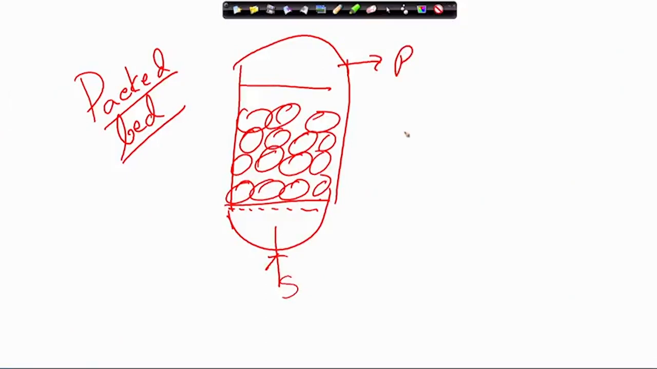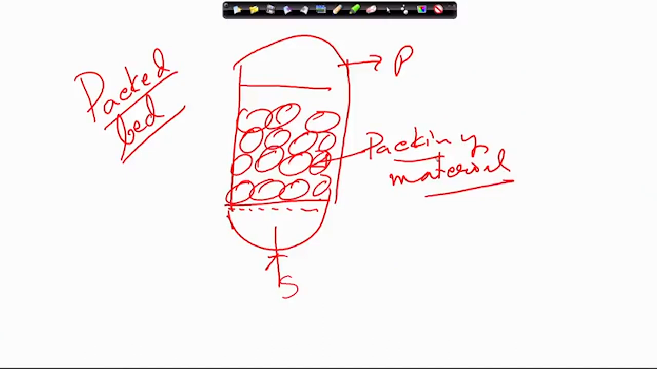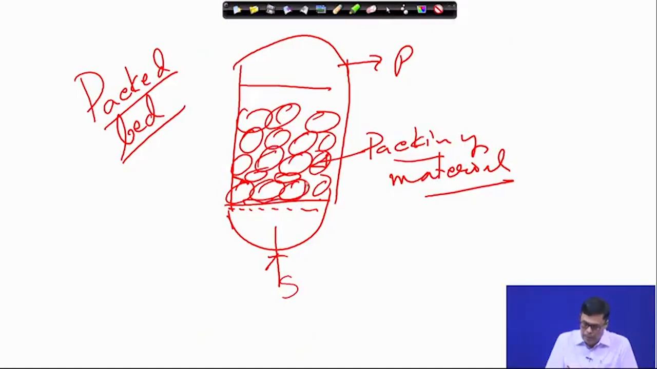Now, the interesting feature is that in the packed bed reactor, the solids are touching each other. This is the packing material, am I right? This is called the packing material. They are packed one after another due to the gravitational force of attraction. Now, when you pass your liquid through the packing, what will happen? In the portion where the solids are lying one after another, liquid cannot penetrate, because the liquid will flow wherever there is void space. In the void space the liquid will go. Liquid cannot go where the solids are touching each other.